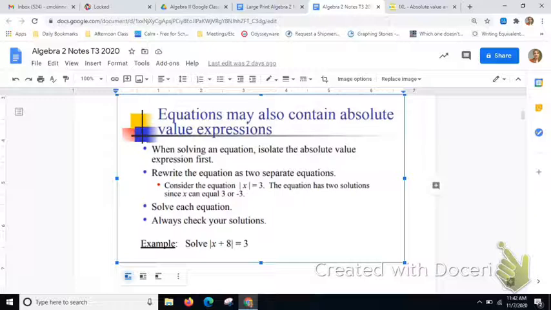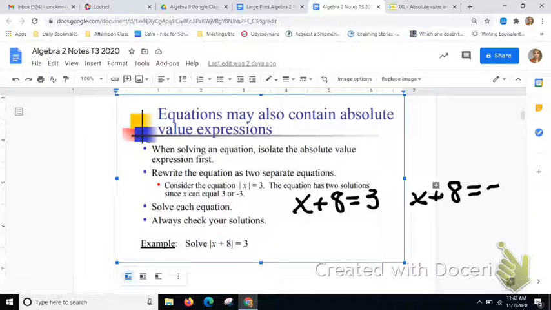So here I have x plus 8, absolute value of that is equal to 3. So when we do that, we always want to first get the absolute value part by itself, which in this case it is by itself, right? There's nothing on the left side that's hanging out outside the absolute value. That's what I mean by getting it by itself. Then we make two equations. So my possibilities here are that x plus 8 is equal to 3, or x plus 8 is equal to -3.